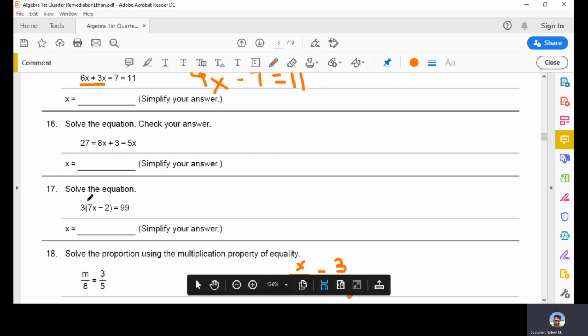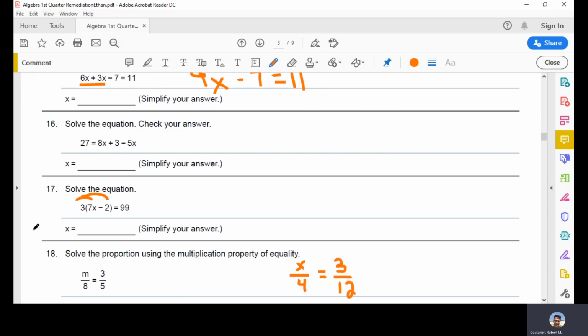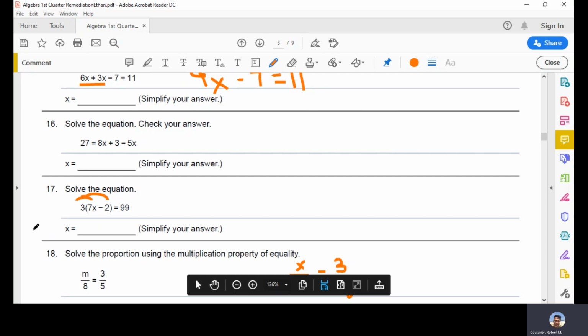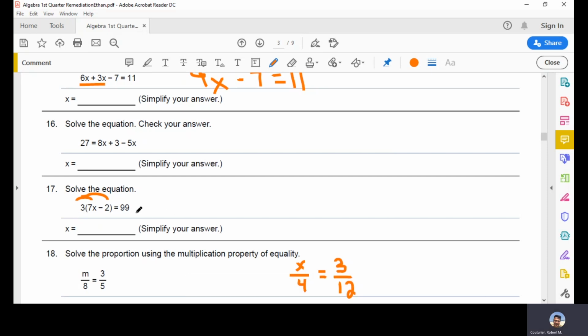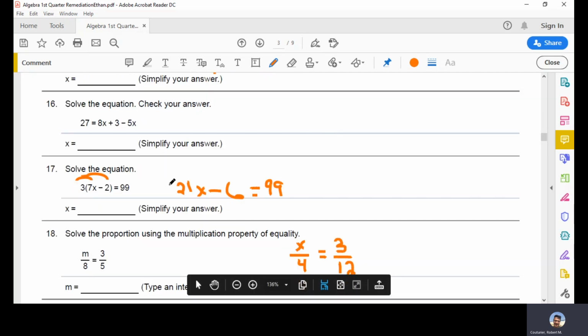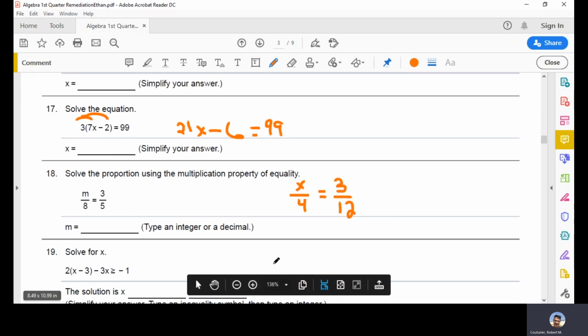Here we go. They're taking it and making it a little harder for us. We have to distribute that 3 to both pieces first. So 3 times 7 is 21x. 3 times negative 2 is a negative 6. So you end up with 21x minus 6 equals 99. And then you can solve for x from there. 18, which is where we'll stop today.